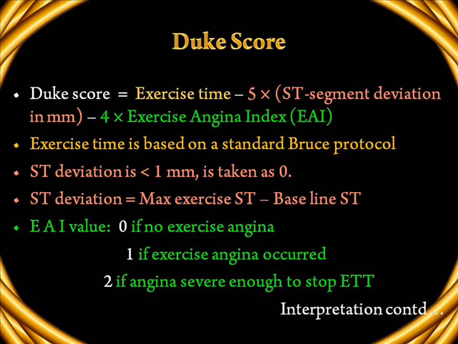ST deviation is equal to maximum exercise ST change minus the baseline ST segment level. That is the difference between the baseline ST segment and the maximum exercise ST segment. That is the exercise deviation. That is how the Duke score is computed. How to interpret it? Let us see the next slide.